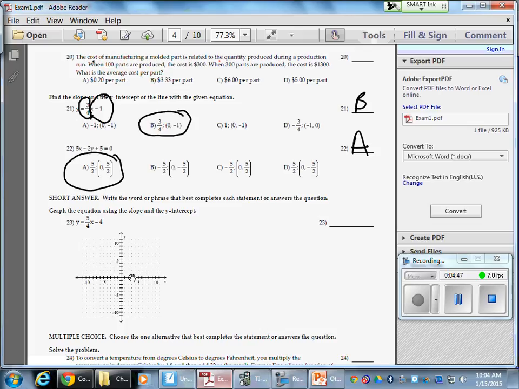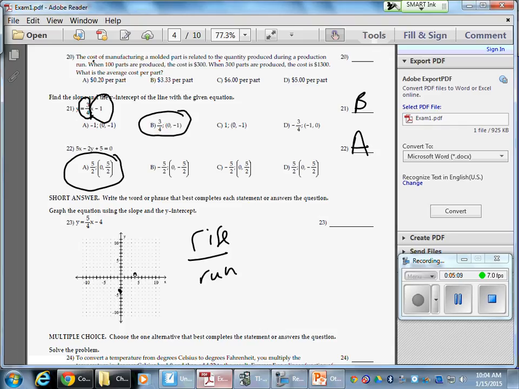23, y equals 5/4 x minus 4. They want me to graph that. So I'm going to start at my y-intercept, which is -4, and put a dot. I'm going to count up 5. The slope is 5/4. That's rise over run. So from -4, count up 5 and over 4.